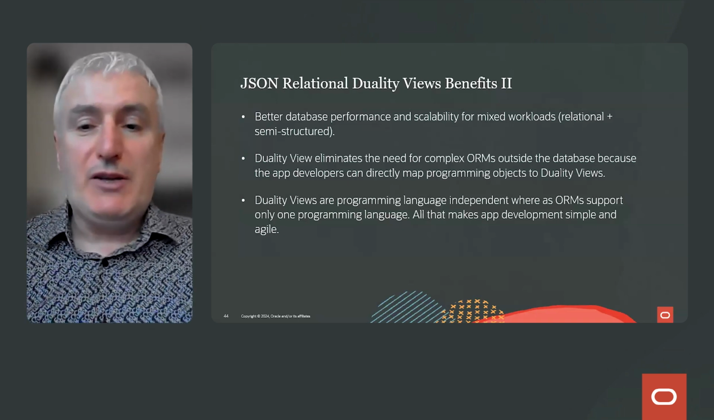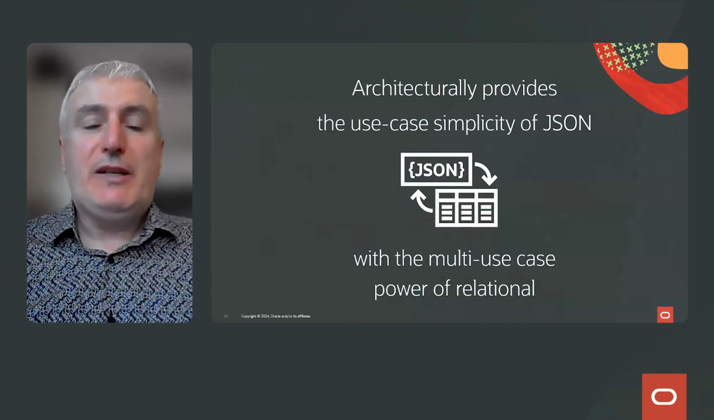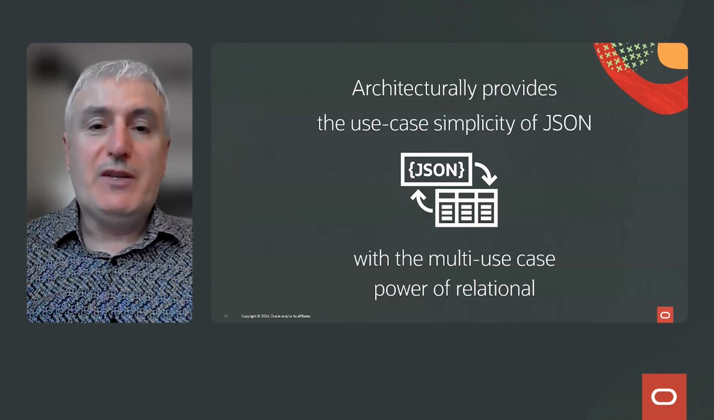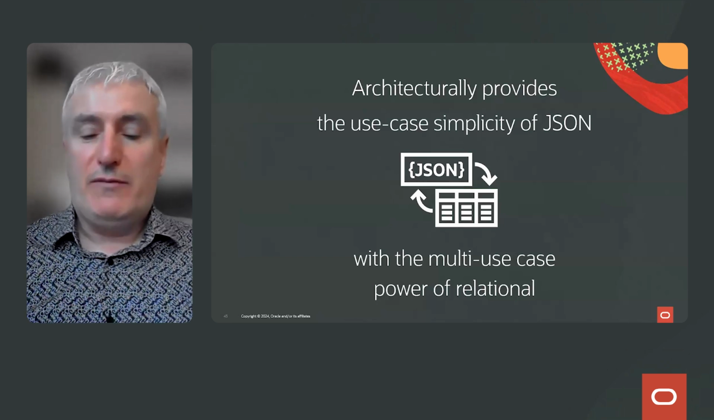All that makes application development very simple and agile. And this architectural model provides the best of both worlds. The use case simplicity of JSON, along with the multi-use case power of relational.